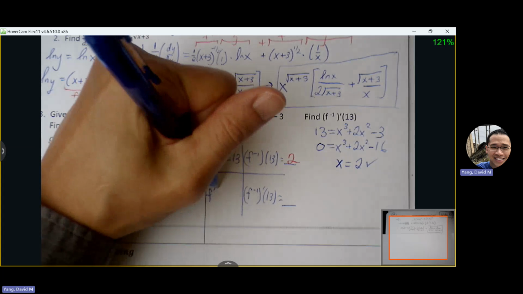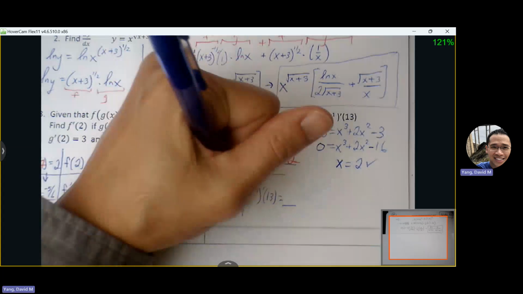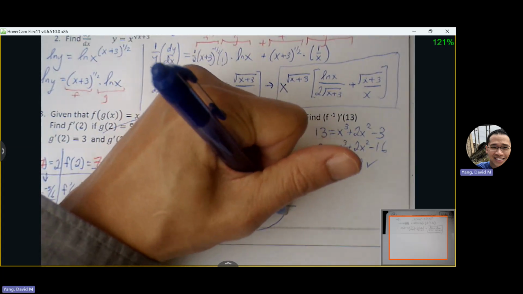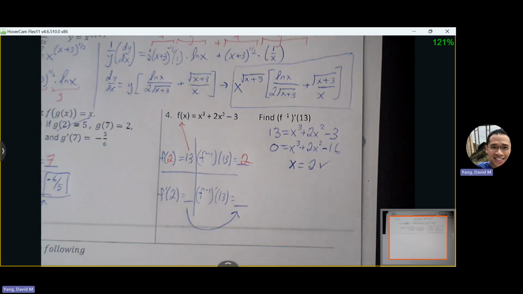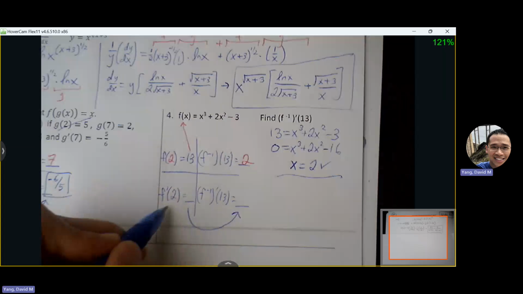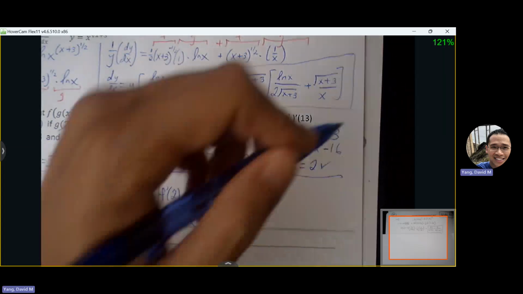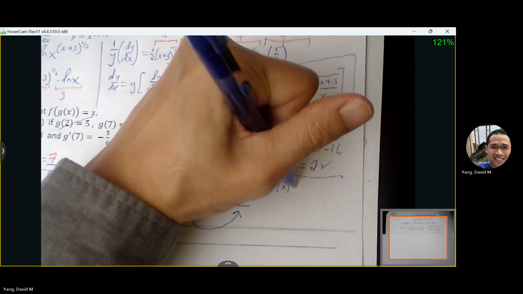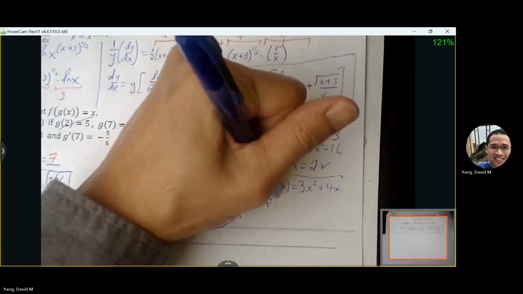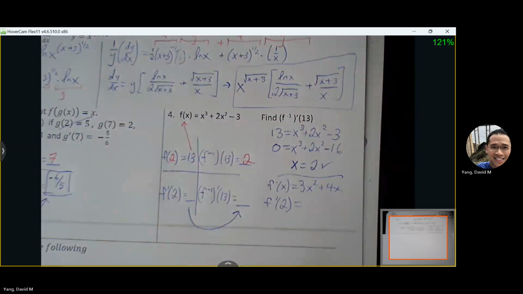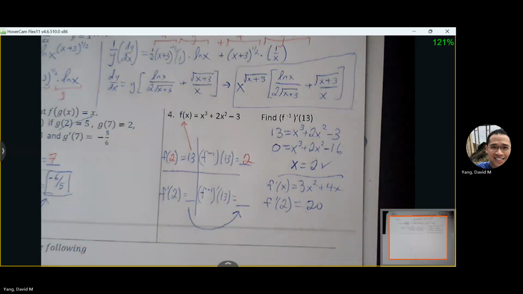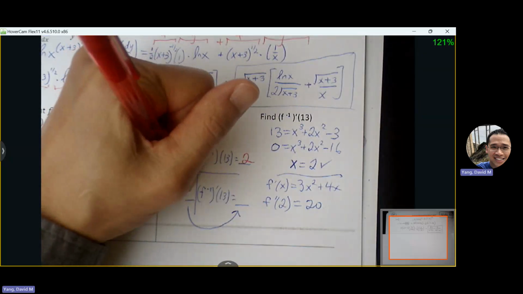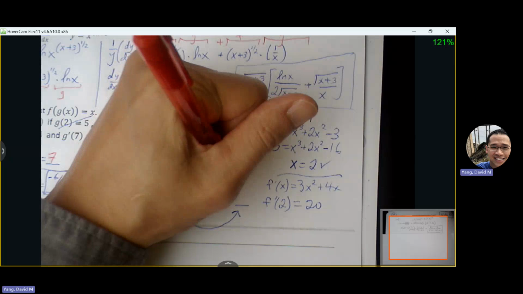So if I can find f prime of 2, the slope of the graph on the f side numerically will lead me to the slope of my inverse at its corresponding point. Okay, so first things first, let's find the derivative function, and then we can find the slope. So the slope on the f side is 20. The slope on the inverse must be 1 over 20.